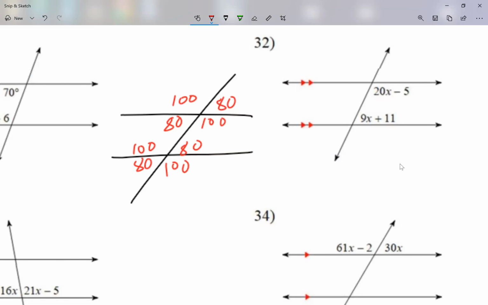Now we're going to talk about two different new labels. One of them is called same side interior. Just listen to the name: same side of the transversal. Interior means inside of the parallel lines. So I'm going to be looking at these two angles. You can see same side interior angles are not equal to each other. They actually add up to 180.